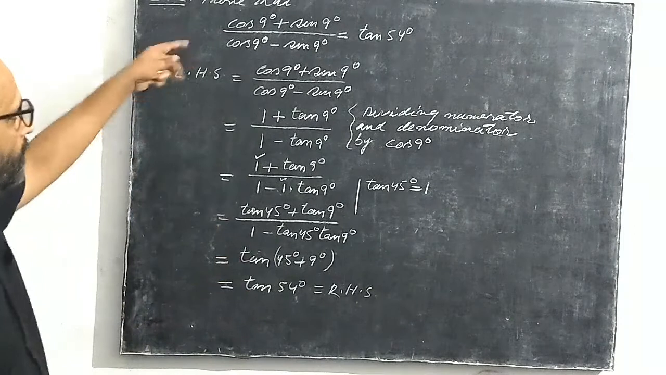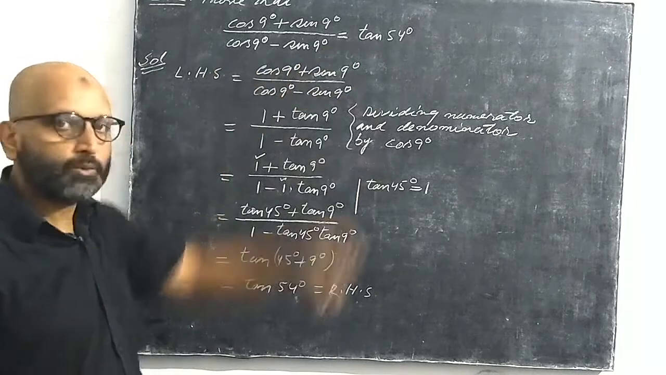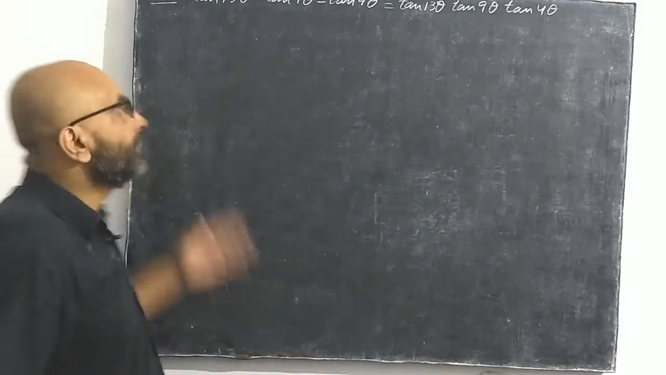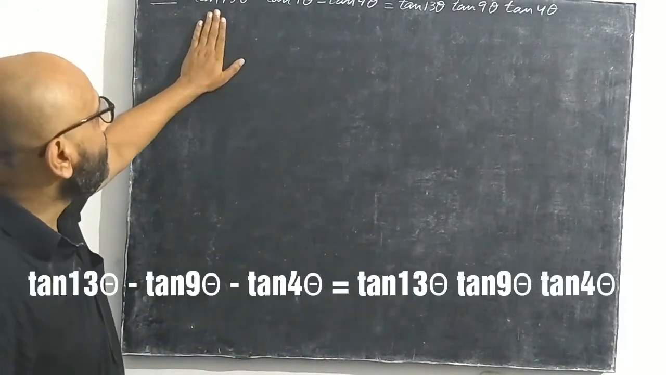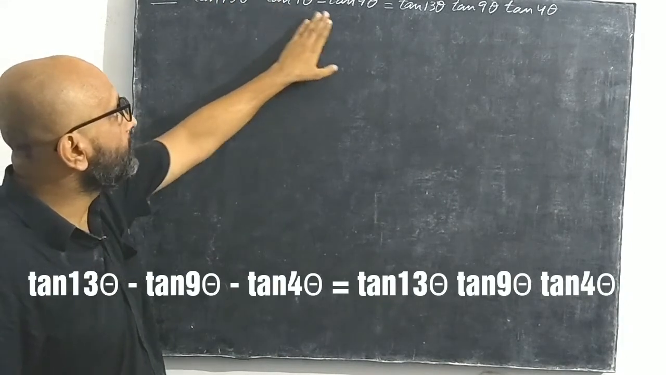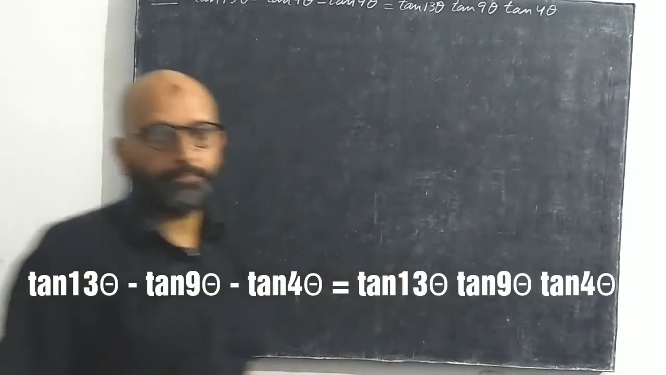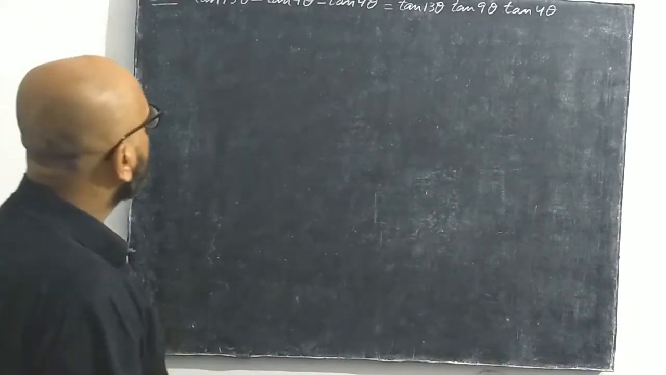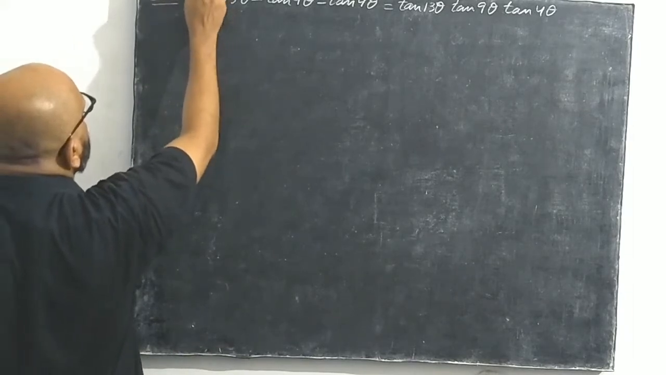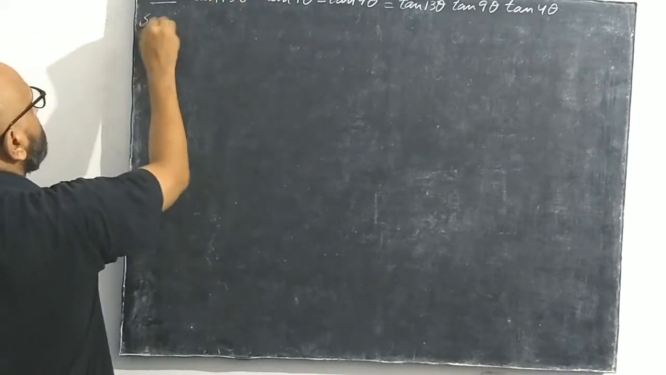So we have proved cos 9 degree plus sin 9 degree upon cos 9 degree minus sin 9 degree is equal to tan 54 degree. Now the next sum we have taken is, prove that tan 13 theta minus tan 9 theta minus tan 4 theta is equal to tan 13 theta into tan 9 theta into tan 4 theta. This is our next sum and we have to prove it. So let's start.